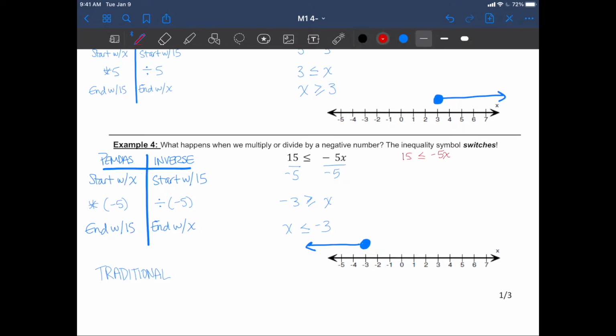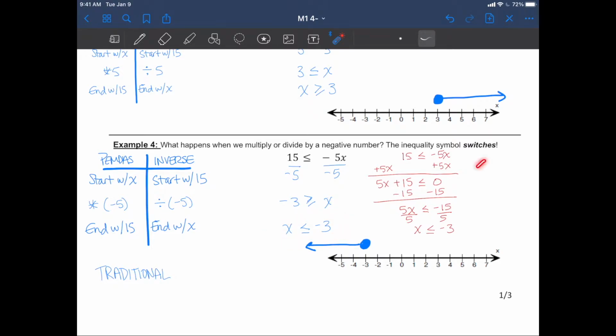So I'm going to do this. I'm going to rearrange this inequality by adding 5x to both sides. The 5x and the 15 cannot combine because they are not like terms. So I actually have 5x plus 15 is less than or equal to 0. And then I'm going to subtract 15 from both sides. And I have 5x is less than or equal to negative 15. And then I can divide both sides by 5. X is less than or equal to negative 3, which is the same result that we have here.